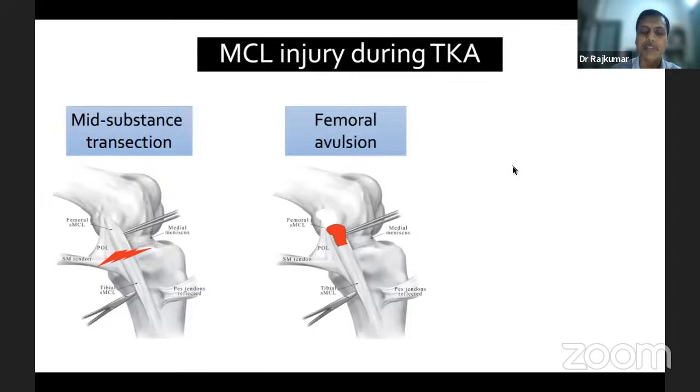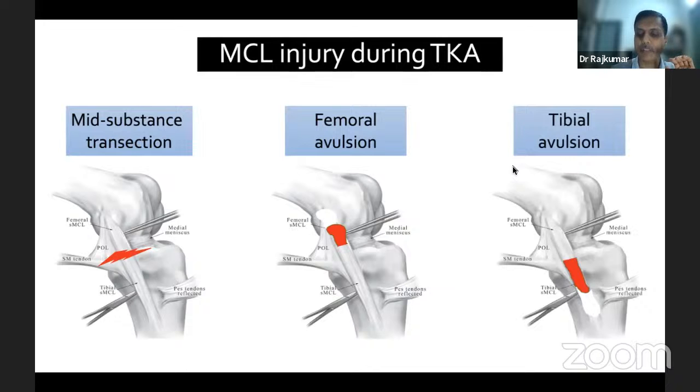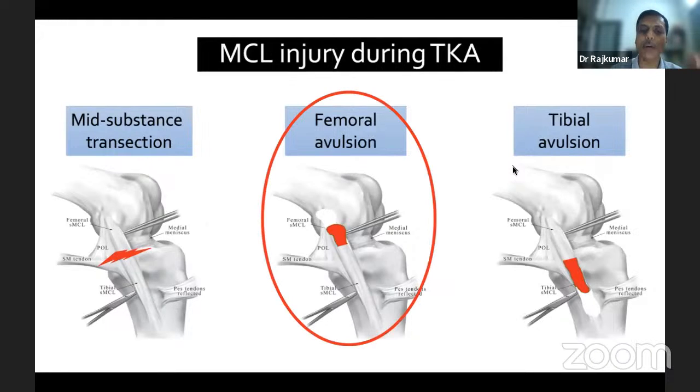Femoral avulsion happens on the femoral side, whether it is in the epicondyle or in the osteophyte area; I'll explain in detail later. Then if you see the tibial avulsion, it is not very common, which happens only when you are releasing too much distally, particularly the superficial MCL. So the most common here is the femoral avulsion. Whenever you see an MCL injury, you have to make sure whether it is an avulsion injury or a mid-substance transection, that is, the MCL gets cut.